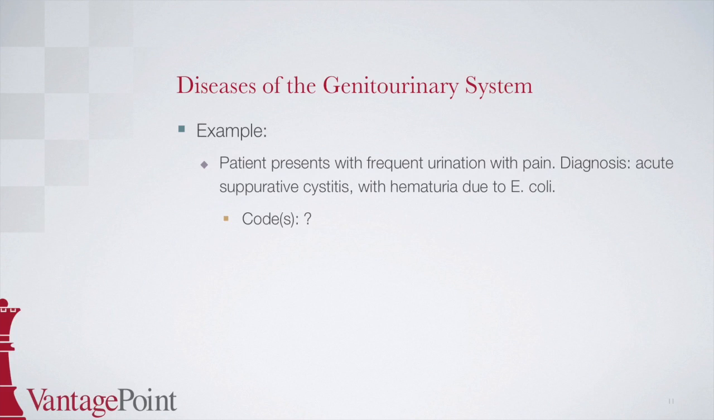For the next example, we have a patient that presents with frequent urination with pain. The diagnosis is acute suppurative cystitis with hematuria due to E. coli. And E. coli stands for Escherichia coli, E-S-C-H-E-R-I-C-H-I-A. How would you code this? Please pause the webinar to complete this example and then hit play to continue and learn the answer.